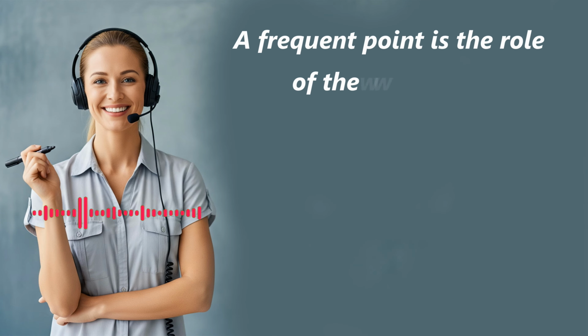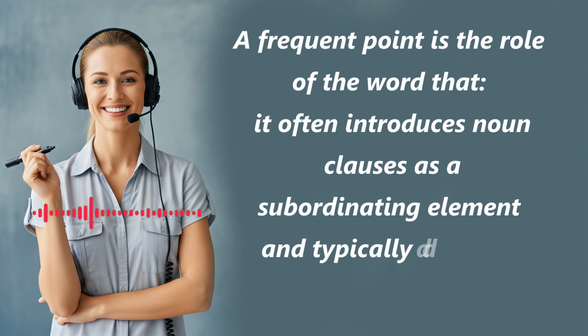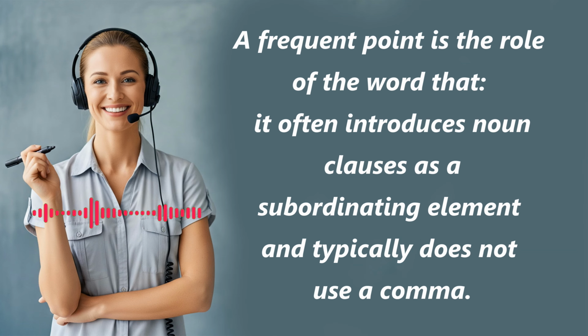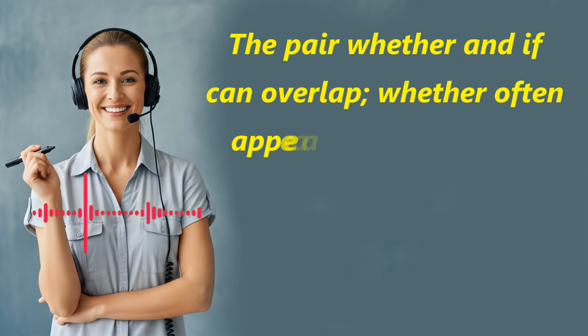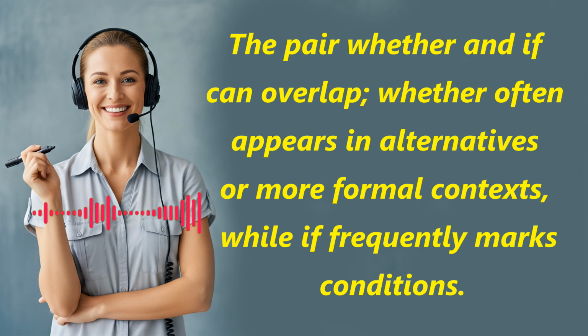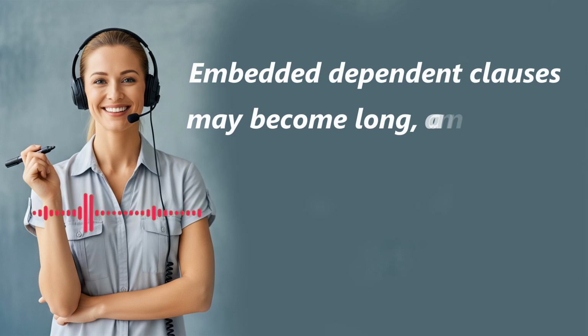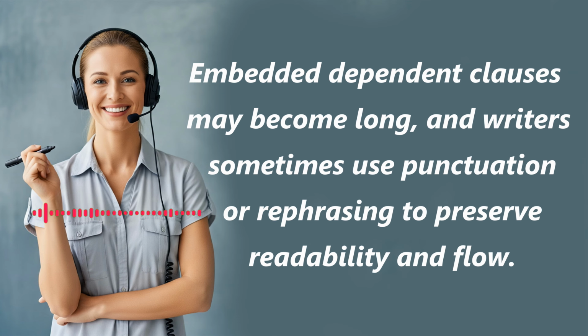A frequent point is the role of the word that. It often introduces noun clauses as a subordinating element and typically does not use a comma. The pair whether and if can overlap. Whether often appears in alternatives or more formal contexts, while if frequently marks conditions. Embedded dependent clauses may become long, and writers sometimes use punctuation or rephrasing to preserve readability and flow.